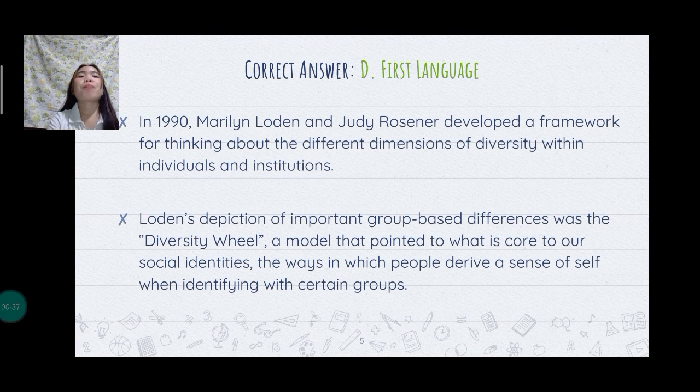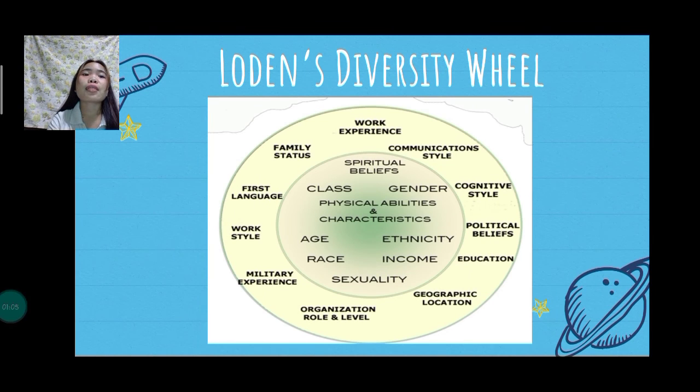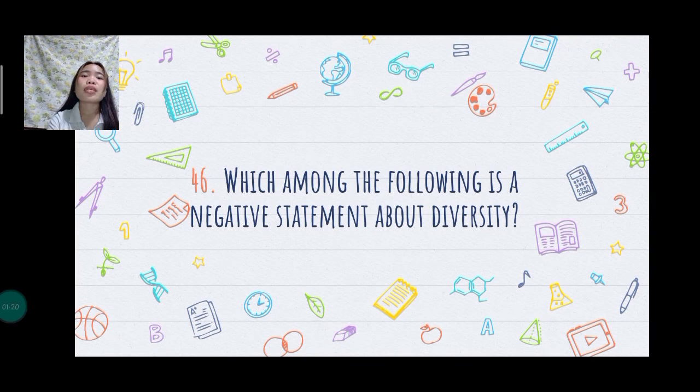In 1990, Marilyn Loudon and Judy Roser developed a framework for thinking about the different dimensions of diversity within individuals and institutions. Loudon's depiction of important group-based differences was the diversity wheel. It is a model that pointed to what is core to our social identities, the ways in which people derive a sense of self when identifying with certain groups. So here is Loudon's diversity wheel. As you can see, first language is not included in the primary dimension, but rather in the secondary dimension of Loudon's diversity wheel. That's it.